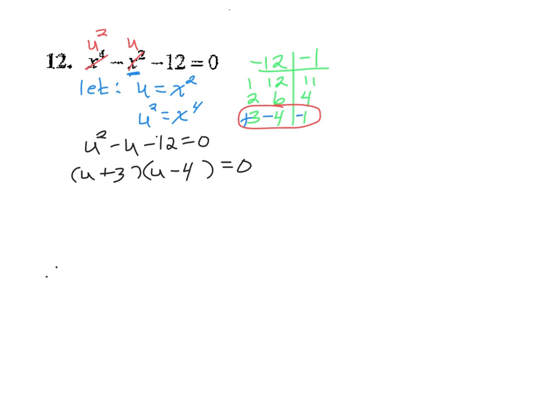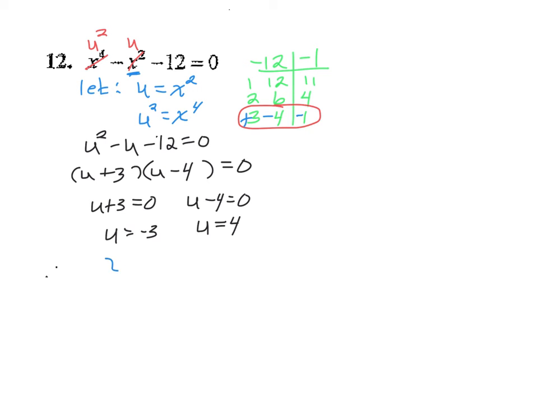Now bear in mind, our highest degree term is 4, so we want 4 solutions total. So we've got u +3, we're going to set that equal to 0, and u -4, we're going to set that equal to 0. So subtract 3, u is equal to -3, and add 4, u is equal to 4. Then you want to replace your u with the value of u, which is x squared.